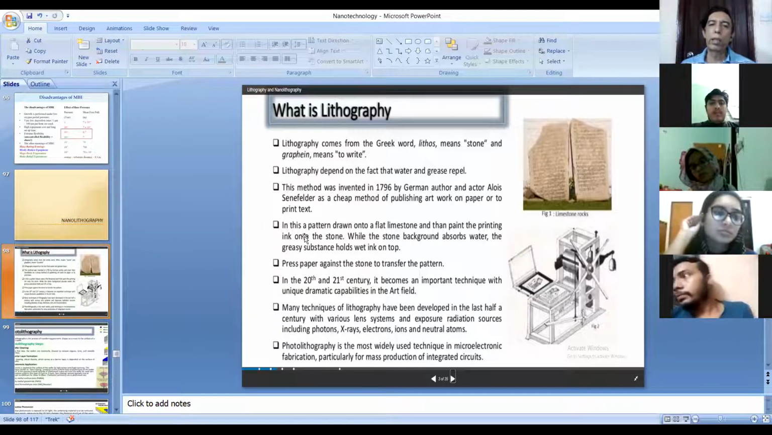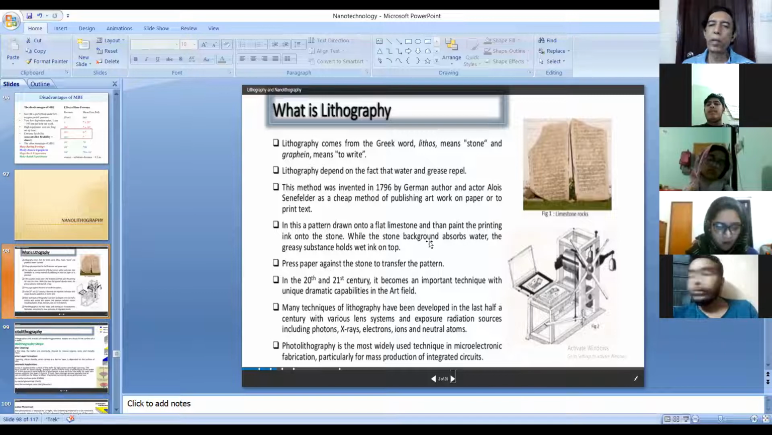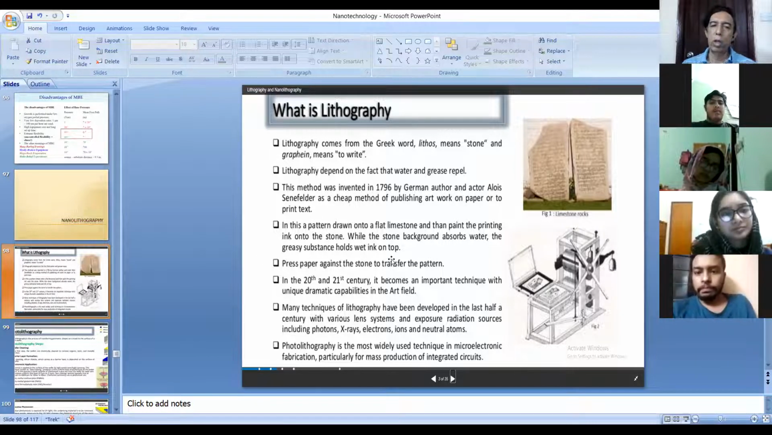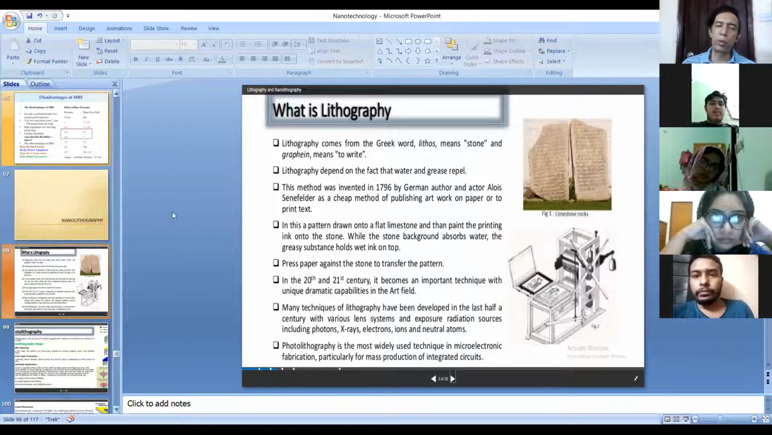In this process, a pattern is drawn onto the flat limestone with a greasy substance. While the stone background absorbs water, the greasy substance holds wet ink on top. I shall show you a video on lithography.